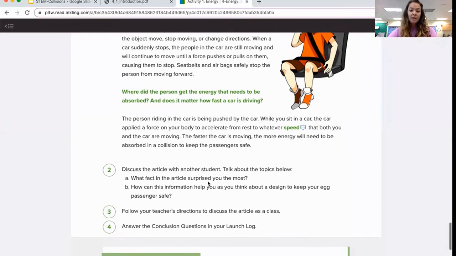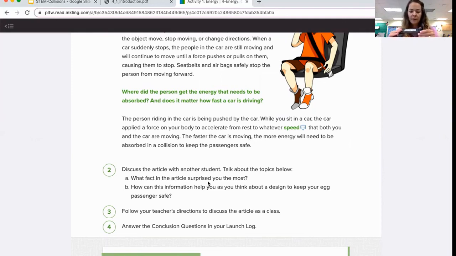The faster the car is moving, the more energy will need to be absorbed in the collision to keep the passenger safe. So that's something to consider, not just in this egg activity, but also for yourself.